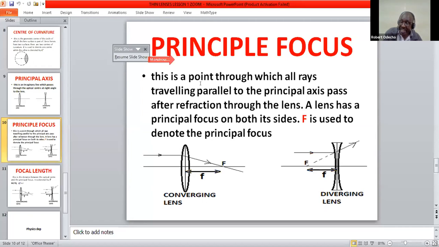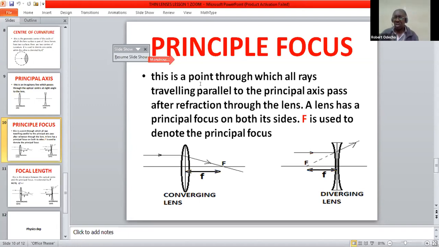So this is a point. Key thing. This is a point. What is the significance of this point? That rays which are traveling parallel to the principal axis. And the principal axis, by the way, should not be perceived as being horizontal, even though we tend to use a horizontal line. It is for the purposes of understanding, but it is imaginary. You have very many imaginary lines. I said, just think of diameters, very, very many.